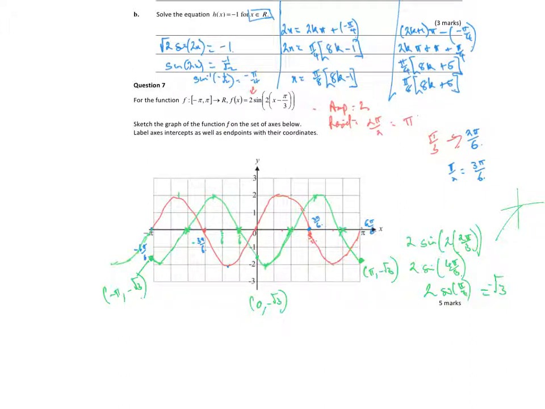What else do we need? Sketch the graph of functions of x below. Label axis intercepts. So I better label them. What do we know? Negative 6 plus 2. So it's negative 4 pi on 6. Negative pi on 6. 2 pi on 6. 5 pi on 6. So we've done that with endpoints coordinates. Boys, I'm going to get a bit lazy, but you shouldn't. 0, 0, 0, 0. So I've got coordinates.